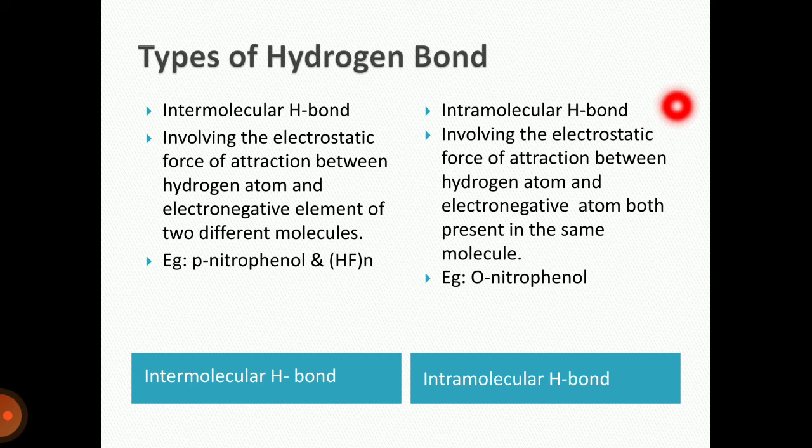Intramolecular hydrogen bond involves the electrostatic force of attraction between hydrogen atom and electronegative atom, both present in the same molecule. Example is orthonitrophenol. Within the same molecule, there exists a hydrogen bond between oxygen of NO2 group, that is nitro group, and hydrogen atom of phenol group within orthonitrophenol. So that is intramolecular hydrogen bond.